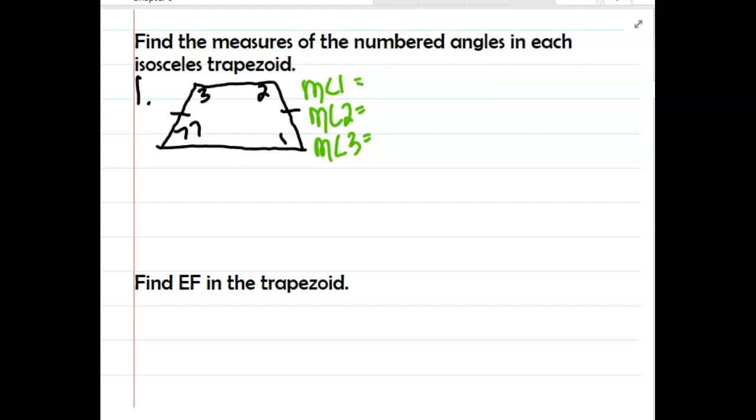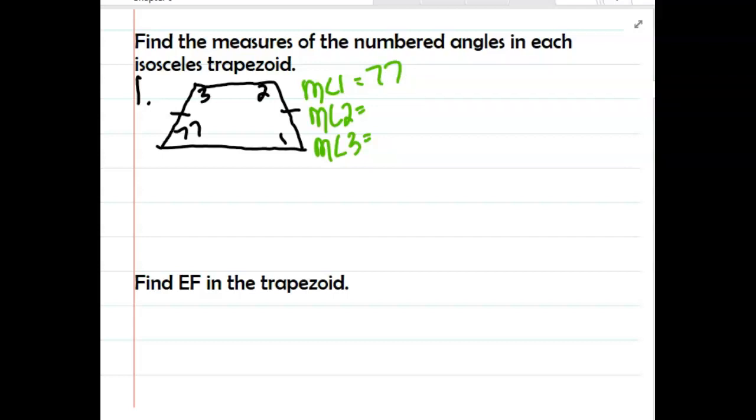Now remember, that's a parallelogram. For a parallelogram, consecutive angles are supplementary. For a trapezoid, this angle that's 77 and the angle 1, these are base angles. What do you know about the base angles of an isosceles trapezoid? They're congruent. So angle 1 is also 77.